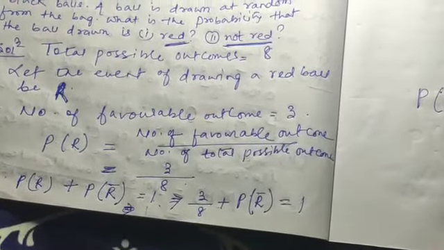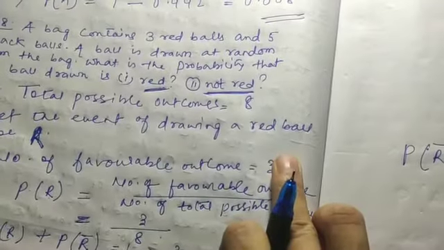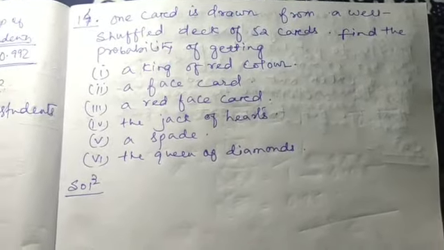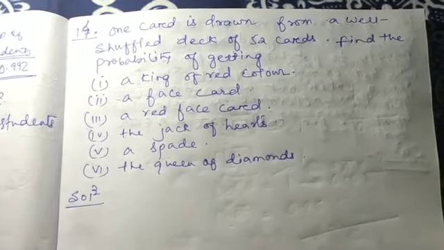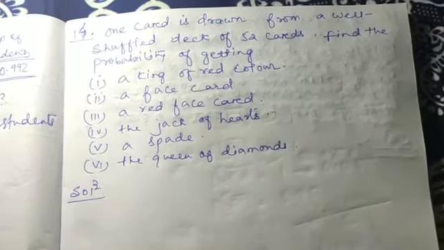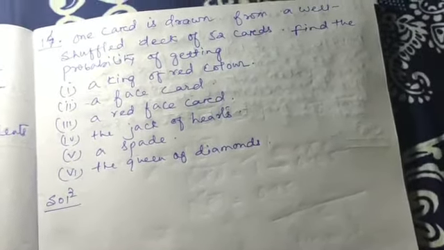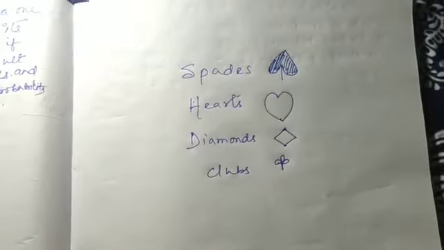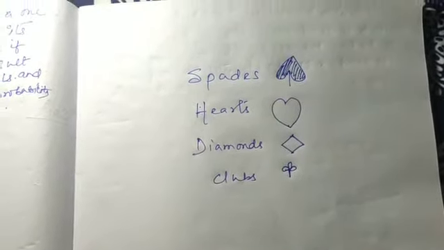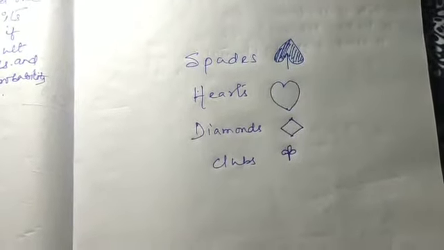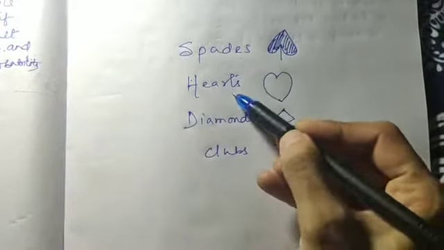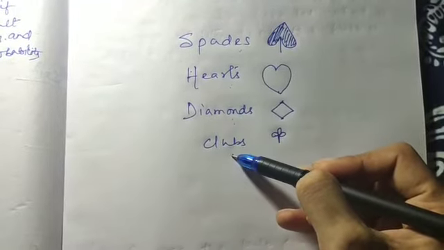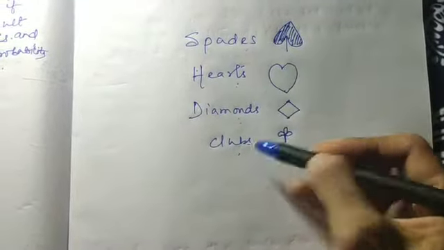Let's see question number 14. Now question number 14 is one of the most important sums. Here, before we start doing question number 14, you have to know some basic things. Basic things like in a deck of playing cards, there are 4 types. That is spades, hearts, diamonds, clubs. Okay, spades, hearts, diamonds, clubs. So these 4 types of cards are there.